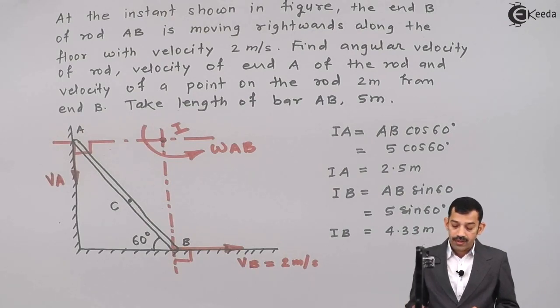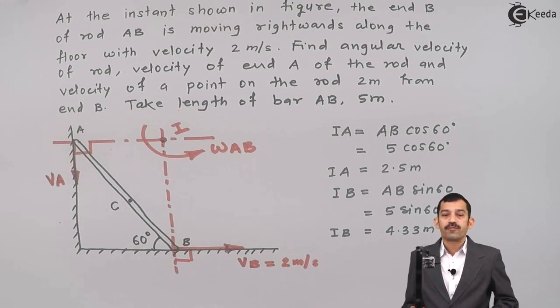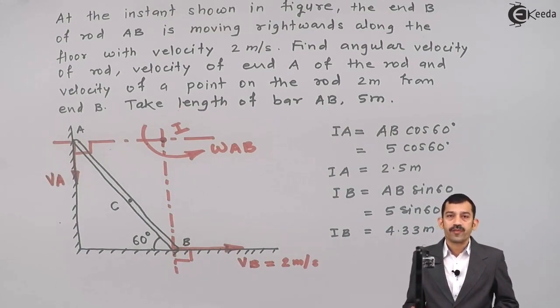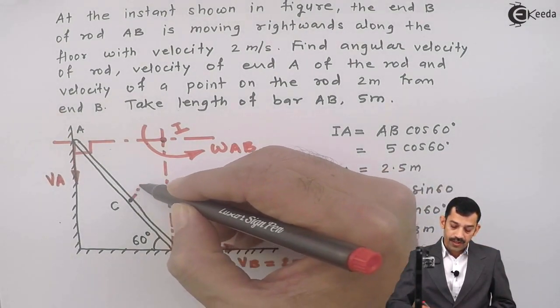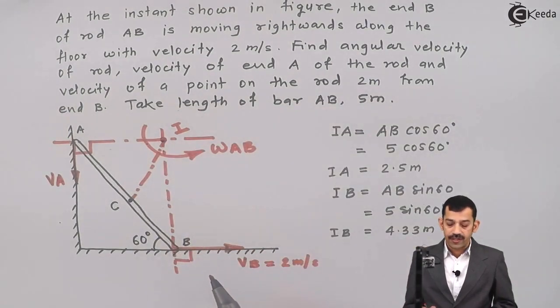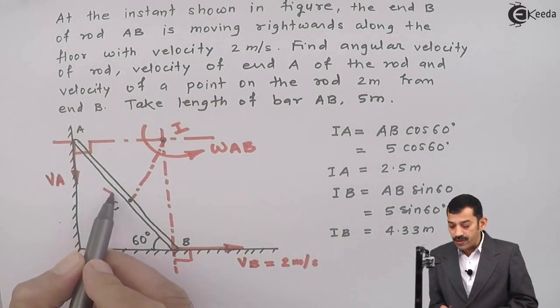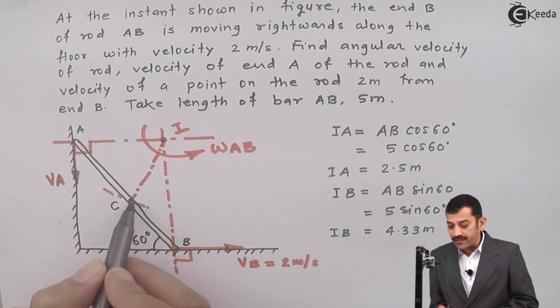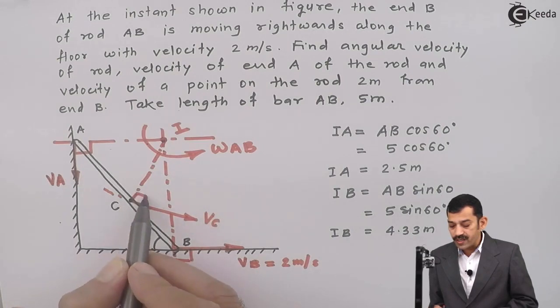If you want to find the linear velocity of any point on a rigid body, that linear velocity is always perpendicular to the radius of rotation. Therefore, we'll join point C to point I so that IC becomes the radius of rotation. This line is IC, and the linear velocity of point C is perpendicular to IC. If I draw a line perpendicular to IC, you will get the velocity in this direction. Say this is VC and this angle is 90 degrees.